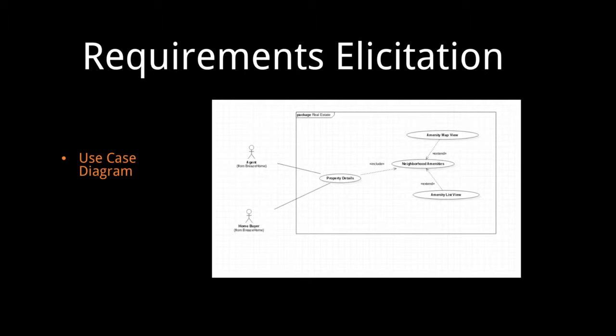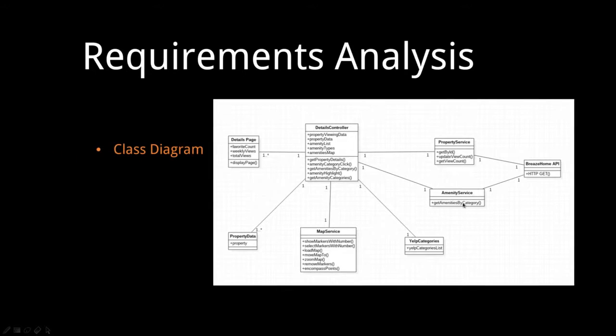Alright, and we can see this in a use case diagram over here, where we needed amenity view, a map view, and a list view. Here's a more formal representation of the class. We went over the details controller, the amenity service that we were talking about, and how we got the amenities by category. This map service was actually what created the amenities map that we see there. It was something that was already implemented before the BreazeHome 4.0 project, and that we used in this feature.